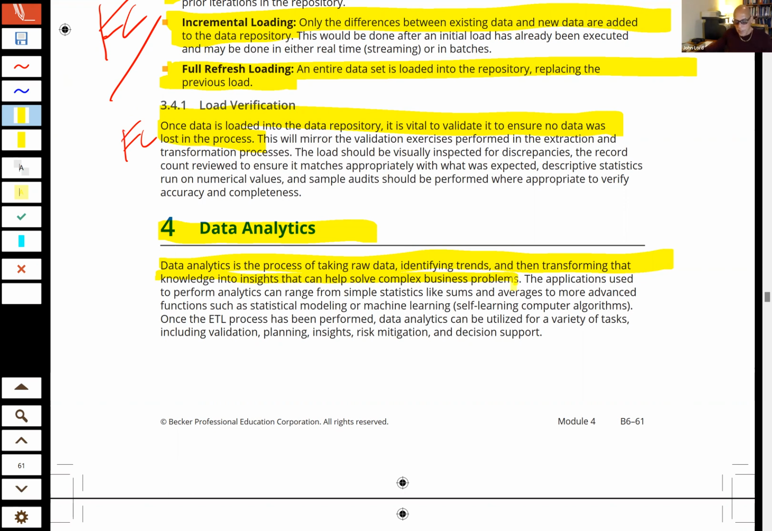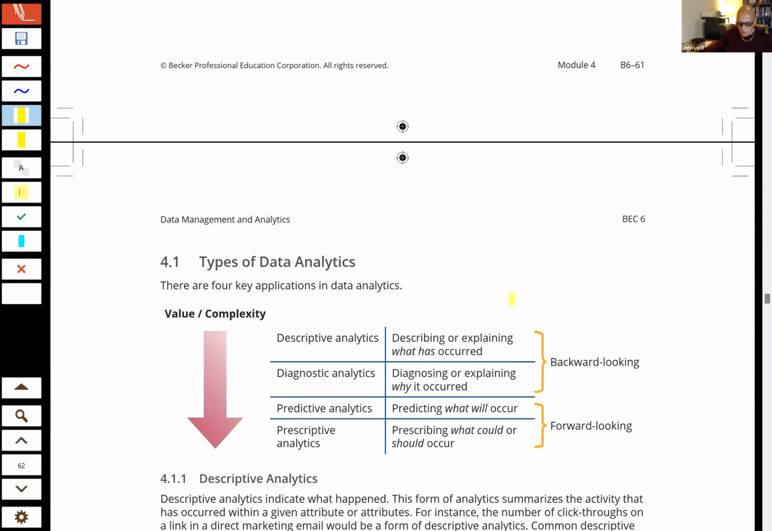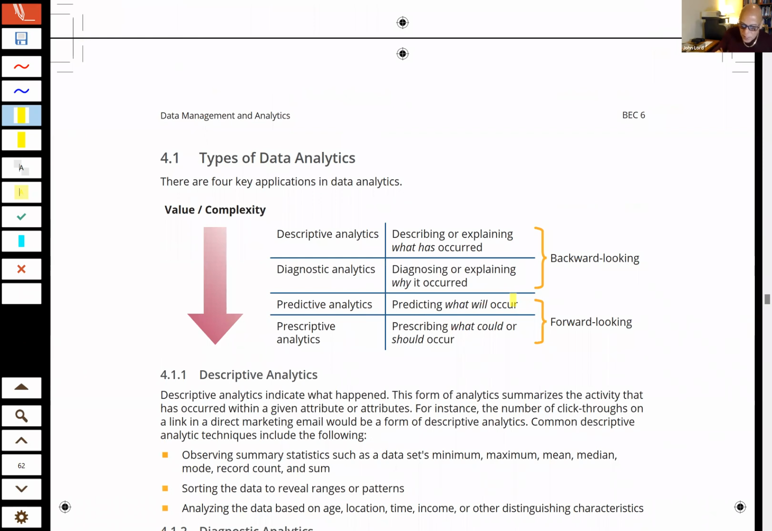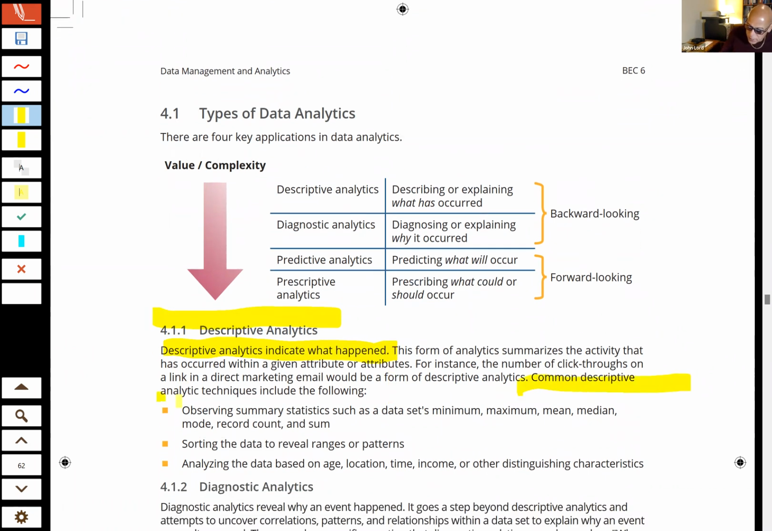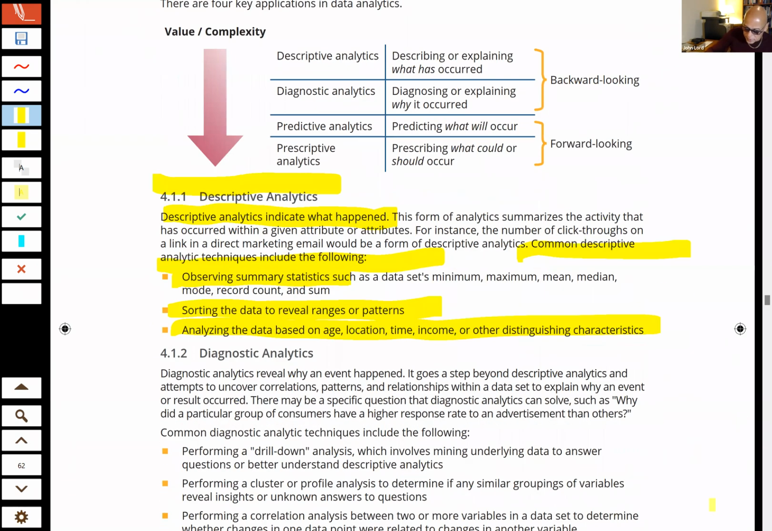A lot of problems can be solved using these different data analytic techniques that we're going to be talking about. Okay, so we start to see some of these, and we have descriptive analysis. Descriptive analysis indicates what has happened, right? What has happened. Common descriptive analytical techniques include observing summary statistics, sorting the data into relevant ranges, and analyzing the data by age, location, income, etc. Okay, diagnostic analytics reveal why something happened.